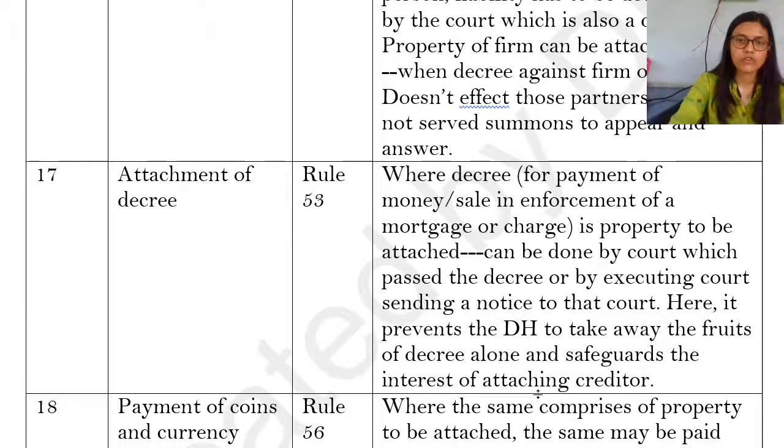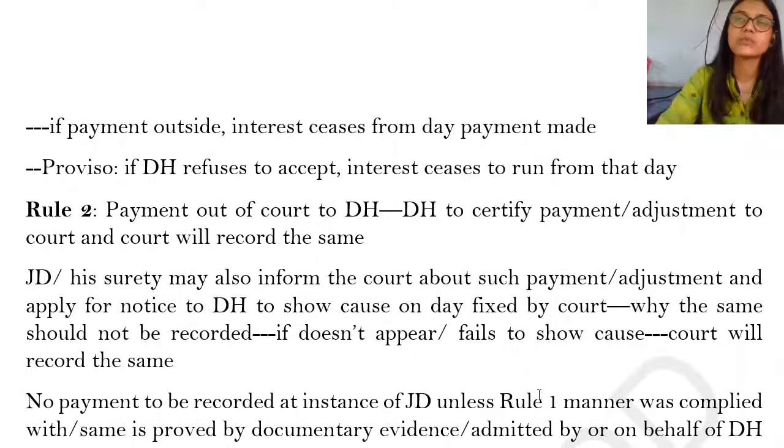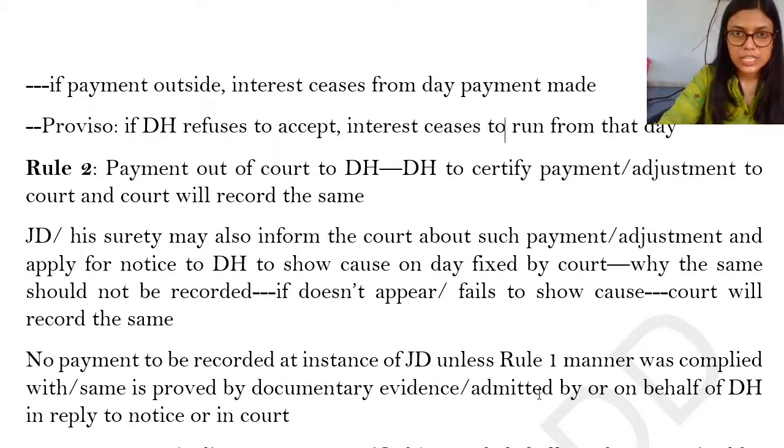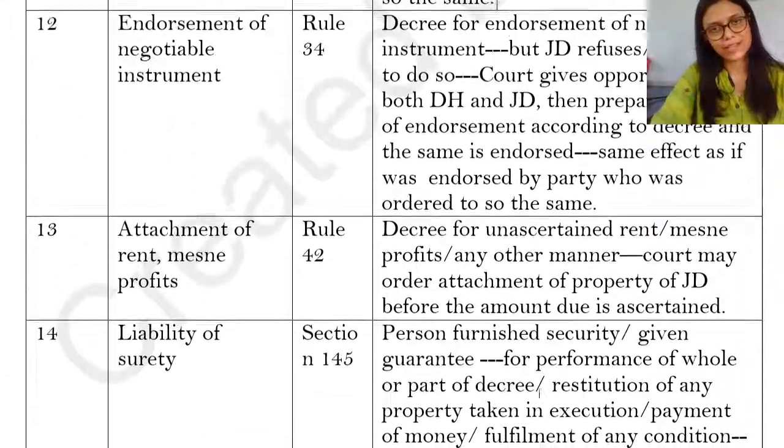Now, in the case of payment of coins and currency notes, where the same comprises properties to be attached, the same may be paid for satisfaction of a decree. Rules 1 and 2 I have dealt with in detail here, and the payment portion we have done in the table. You can go through this later on, but first let us go back and see what we read in modes of execution.